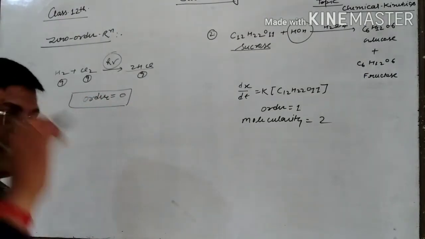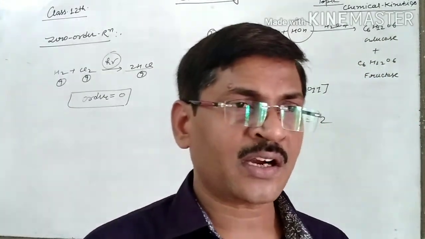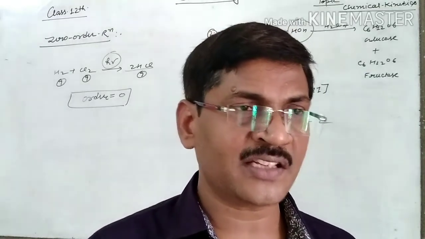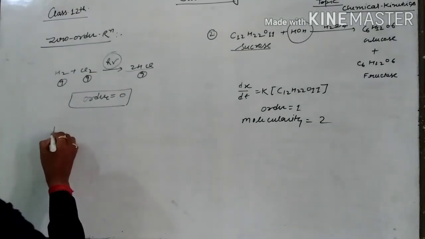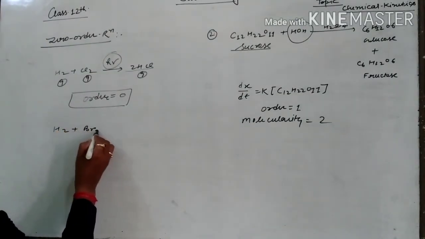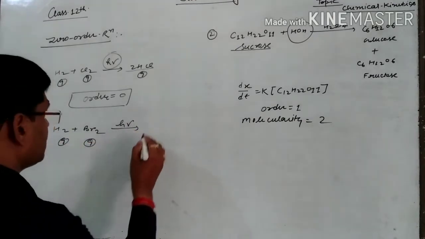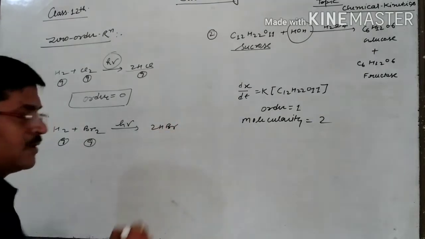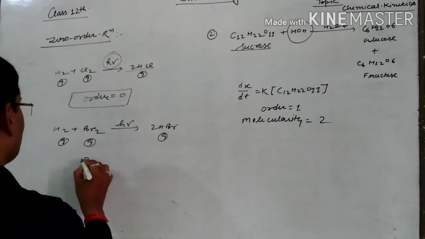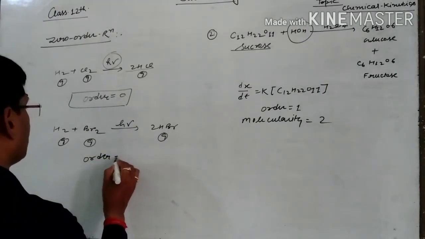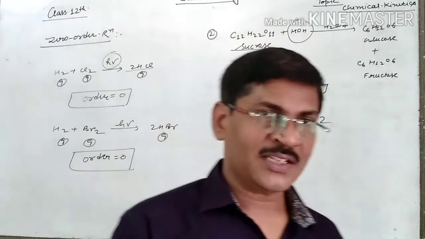As you saw in the previous video, in the characteristics of order, order also depends on the condition at which the reaction is going on. Here also, suppose I have taken H2 plus Br2, once again in presence of sunlight, hν, it will give 2HBr molecules, hydrogen bromide. So here also the order will be 0.